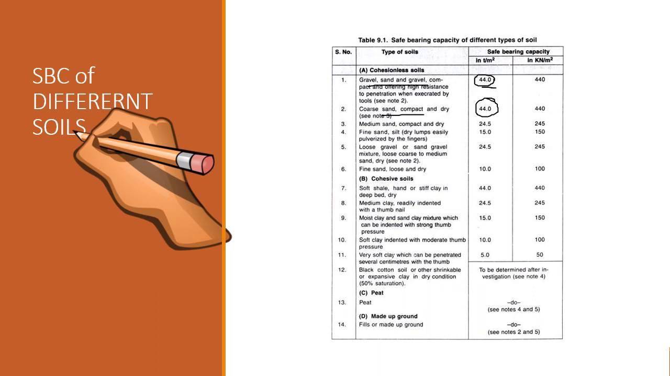These are all 44 tons per meter square at compacted stages itself. 44 tons per meter square. And medium sand it is 24.5, fine sand it is 15 only. We have to classify according to our Indian classification system, 1498. I will explain all this classification system in further videos also. You will get a good knowledge of the classification system of soil in further videos.